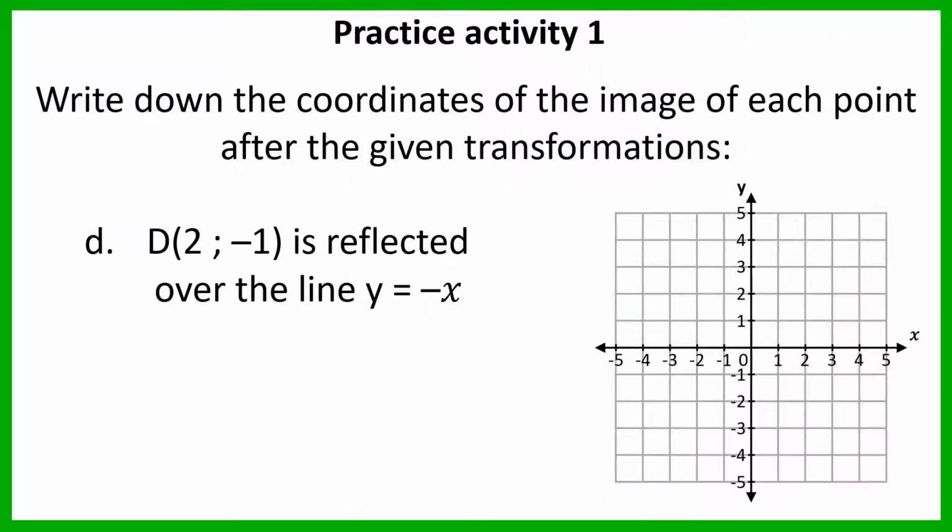And then question D, you've got the point D, which is (2, -1), and it is being reflected over the line y = -x. I'm going to give you 30 seconds for this one as well.